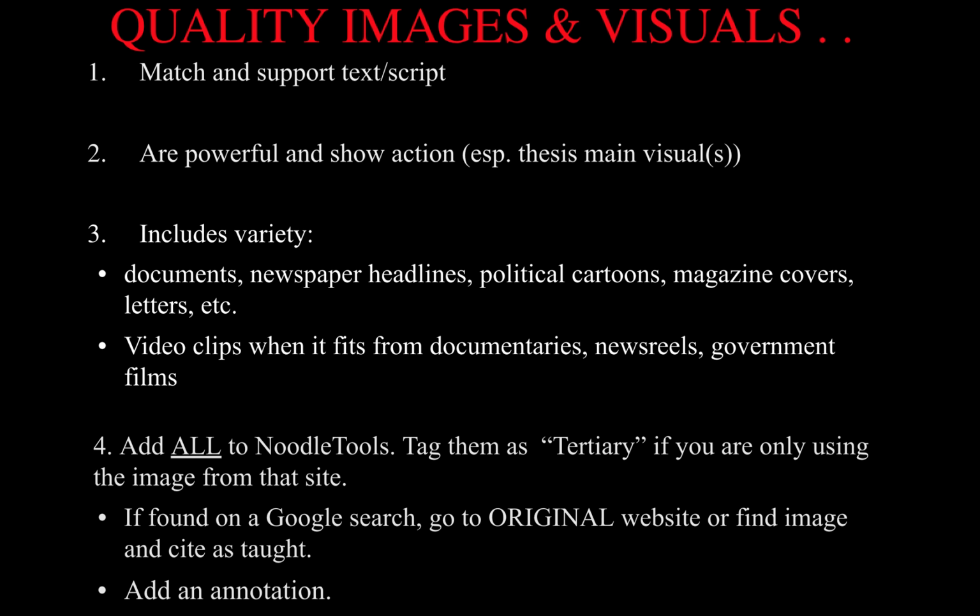Remember, when using images and visuals, that you should add all of them to NoodleTools. Tag them as tertiary if you're only using the image from that site and you're not getting any other content. If you do find an image on just a simple Google search, you do want to go to the original website to find it, and then cite it from there rather than cite it from the Google search. We need to know where it is originally from. And you should add a short annotation. It doesn't have to be as long as your major sources, but just a quick citation saying what image you found from that particular site.